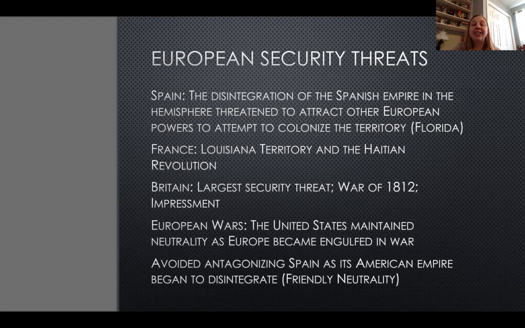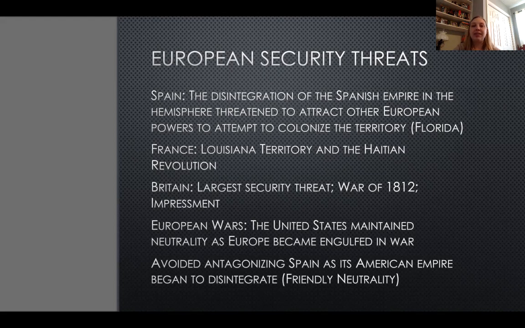Britain is the largest security threat for the United States. We actually go to war with Britain in the War of 1812. The White House, the Capitol building is burned down. The U.S. merchant ships are also facing attack from British ships who are claiming the right to seize cargo and impress American merchants into service for the British Navy.